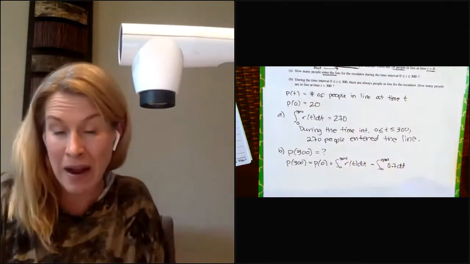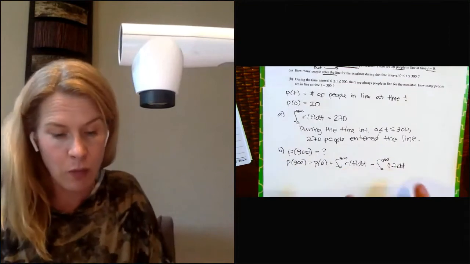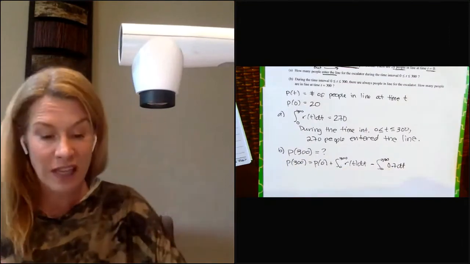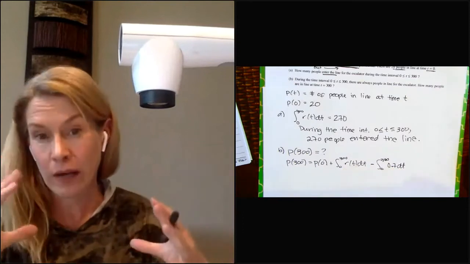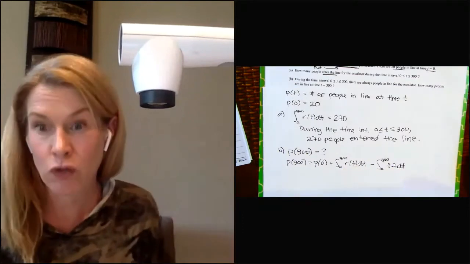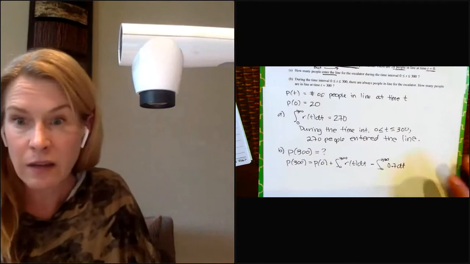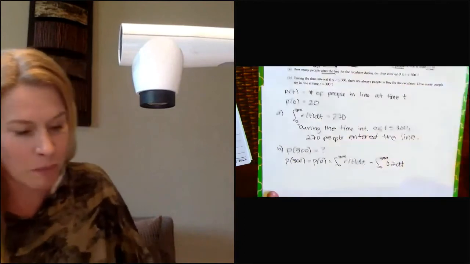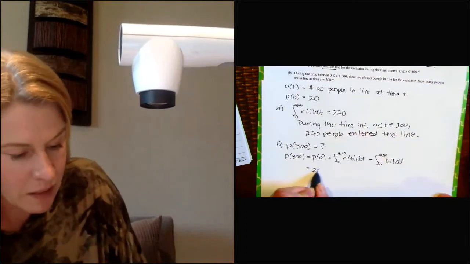Or you can actually combine those together as one, combine an in and out rate. This is the in rate, this is the out rate. You could have an in and out rate and just have that be a single integral. Excellent. Natalie, you're ahead of us and you're doing great. Good job. So P of 0, of course, is 20.